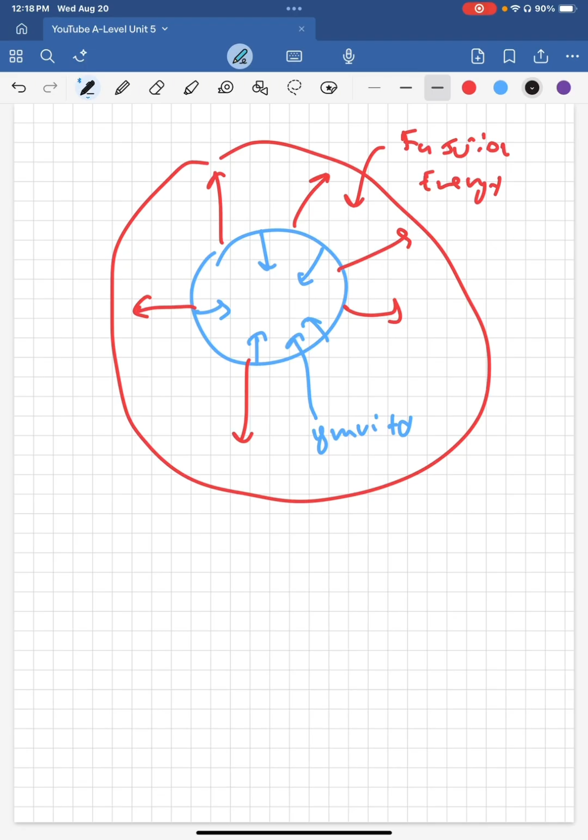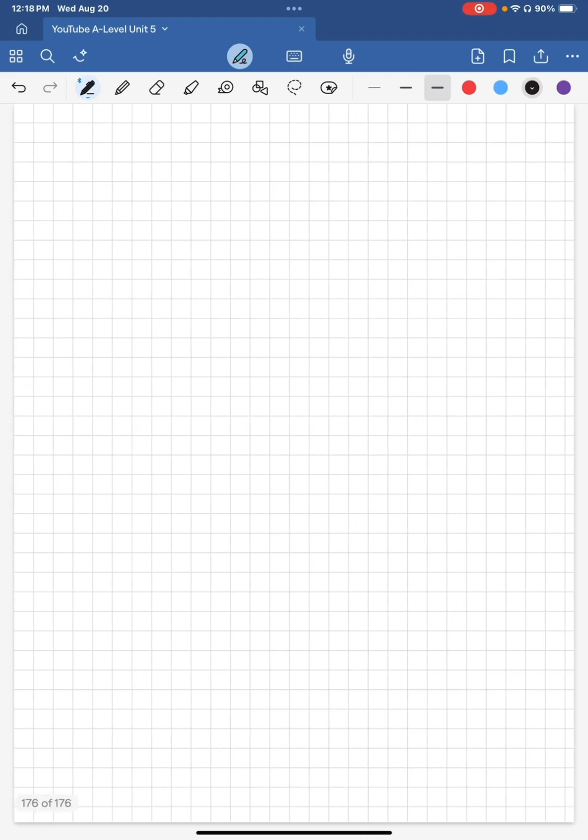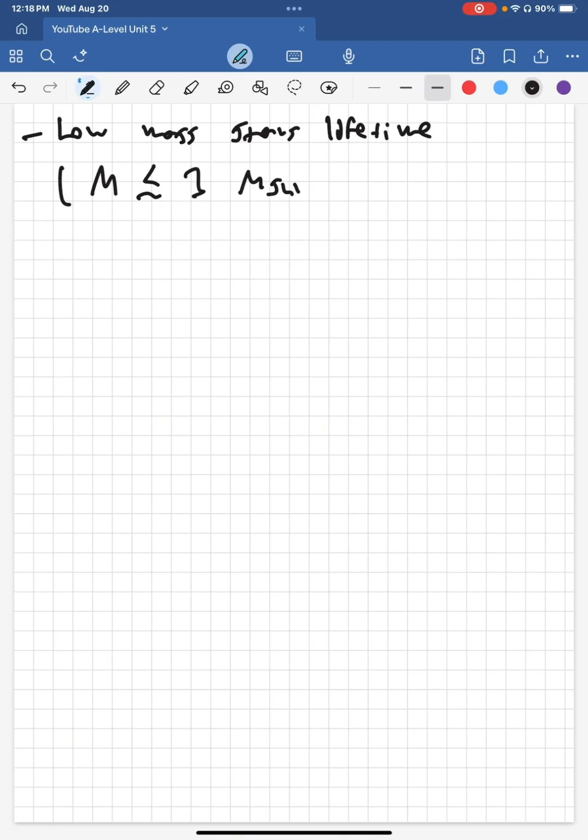Now, do I want to mention anything else? No. Let's move on. So the whole process for a low mass star looks like this. Low mass stars lifetime. And by low mass, we actually mean that the mass, I said 10, but actually their mass is lesser than or equal to about 3 times the mass of the sun. I'm sorry about that. So you start with a protostar.